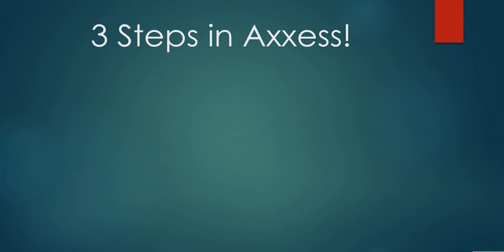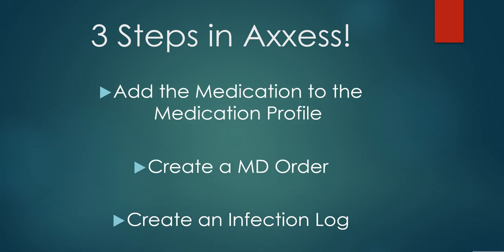So unlike the previous two videos, entering an antibiotic order is going to be a three-step process. We'll start the same way by first adding the medication to the medication profile. We'll then create a supporting MD order. And lastly, the new step is to create an infection log.